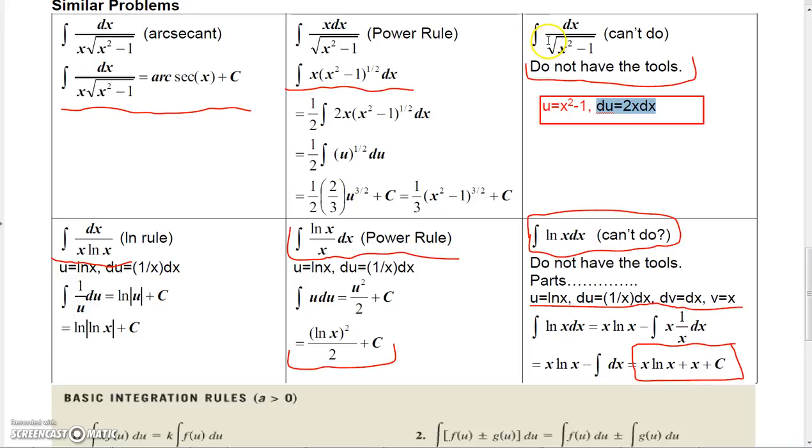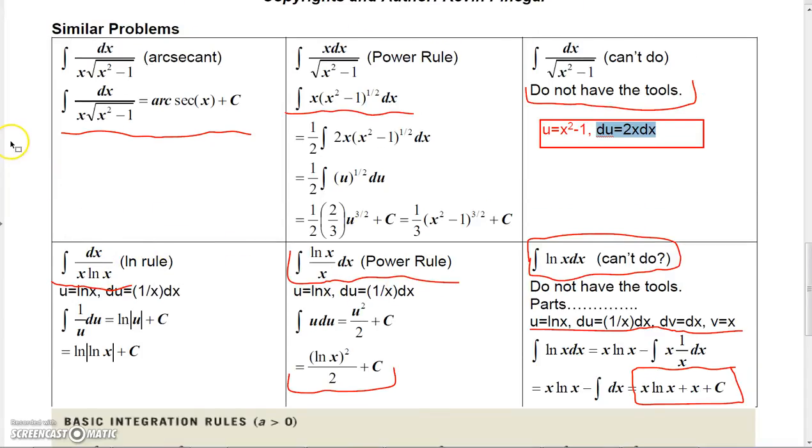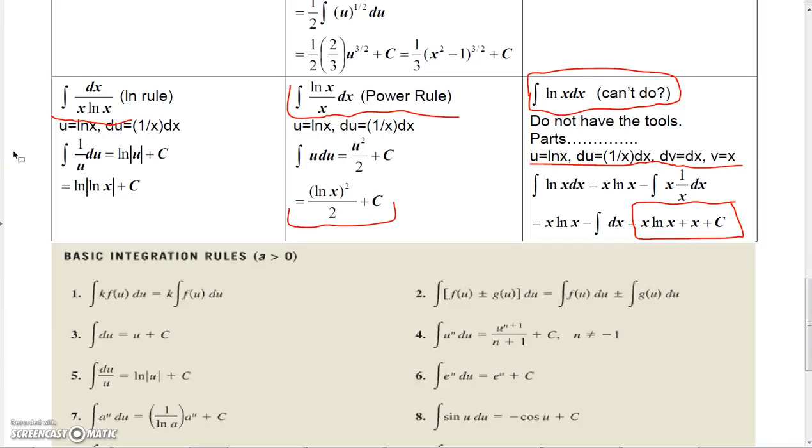And that also doesn't fit any of our inverse trig rules, so we don't have the tools to deal with that one yet. So I just wanted to show you these three that look similar and these three that look similar that require different rules to approach them.